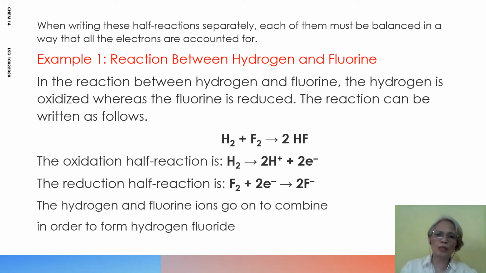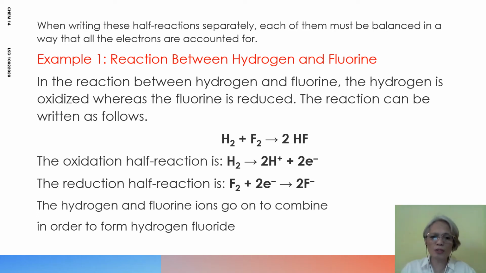So let me show you an example of a half reaction between hydrogen and fluorine. It is imperative that the half reactions are balanced. The number of electrons on the left side and on the right side must be balanced. So here, for our oxidation reaction, notice that hydrogen initially is 0. After losing electrons, it becomes positive. Since there are two atoms of hydrogen, we need to affix 2 here so that the 2 electrons lost would be balanced by these 2 hydrogen positive.